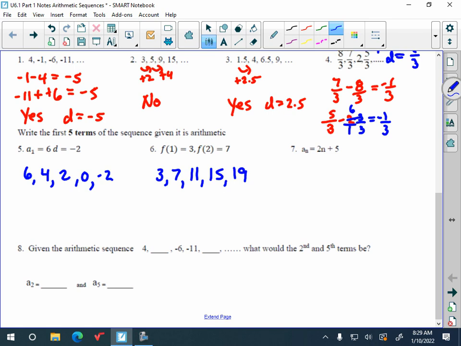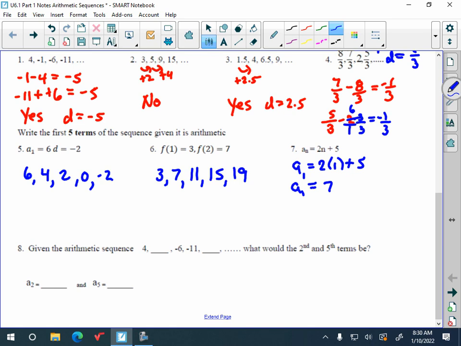All right, now number 7 is a little different. When it's written this way, this is called a formula or a rule. We call this the AN rule because there's an A and a subscript N. So when they give us a rule to find the first term, what we're going to do is plug 1 in for N. So wherever there's an N, you can put 1 there. And then we simplify it. So A1 equals 2 plus 5 is going to be 7. So here we know that the first term is 7.